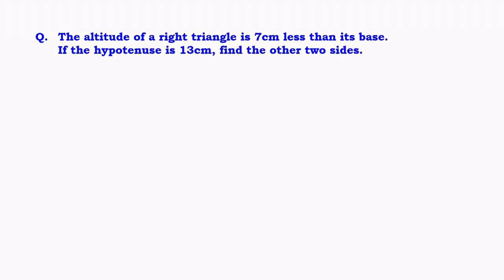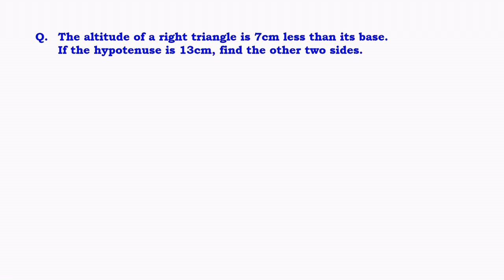Now let us carefully read the question. The question says that the altitude of a right triangle is 7 centimeters less than its base. Also, the hypotenuse is 13 centimeters. We have to find the lengths of the other two sides.